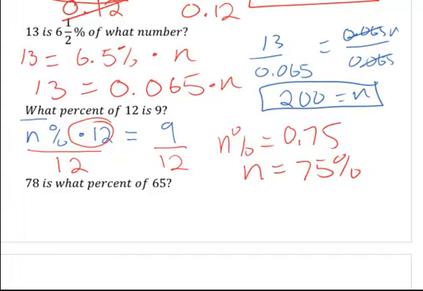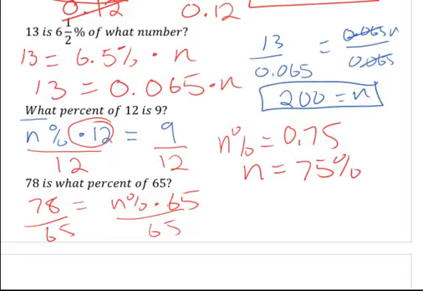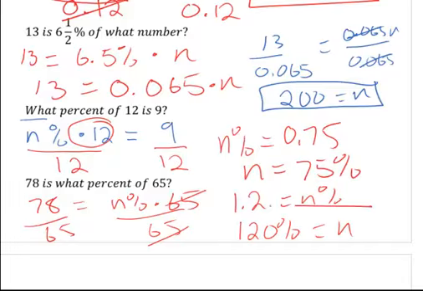All right. So the next one here says 78 is what percent of 65? So I'm going to write 78 equals n% times 65. Again, I want to get my n by itself, so I'm going to divide both sides by 65. So I'll take my calculator, 78 divided by 65. I'm coming up with 1.2 equals n%. If I change that to a percent, that's 120% equals n.